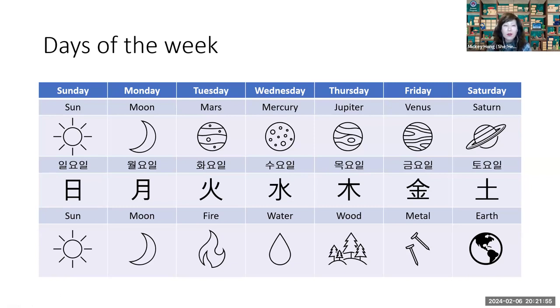Probably each of the elements of the 요일 represents a type of thing, like a planet or element. For example, 일요일 is Sunday, just like in English and Western culture. 월요일 is Monday. Tuesday is represented by fire. Wednesday is 수요일, element of water. Literally, it means water day. Thursday is wood. Friday is metal. Saturday is earth, like soil, okay?